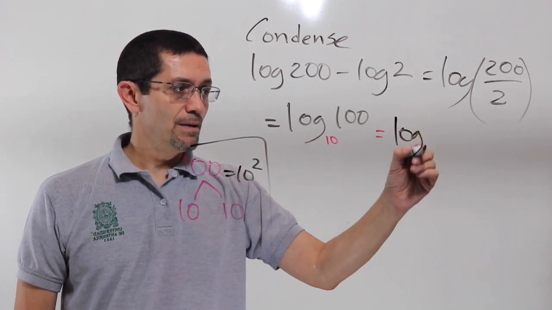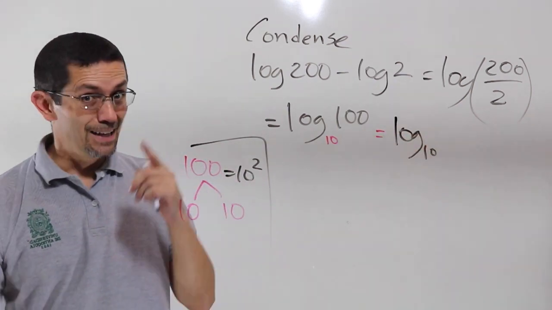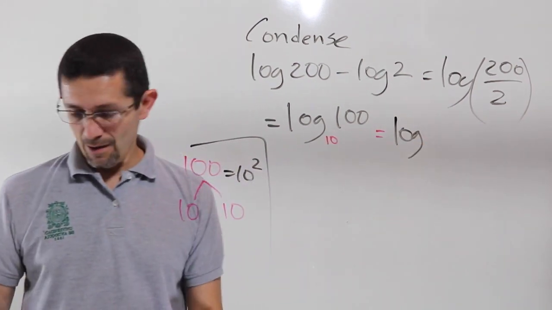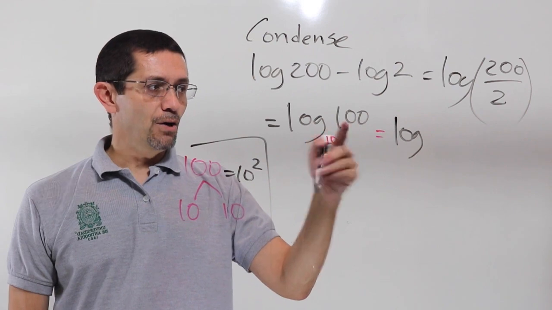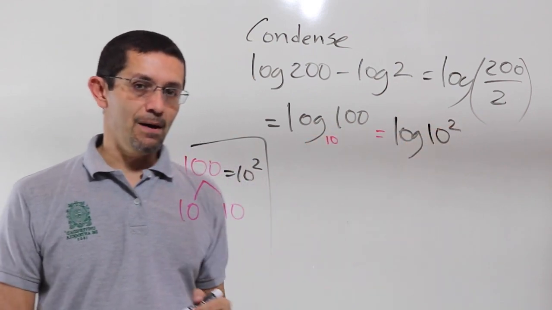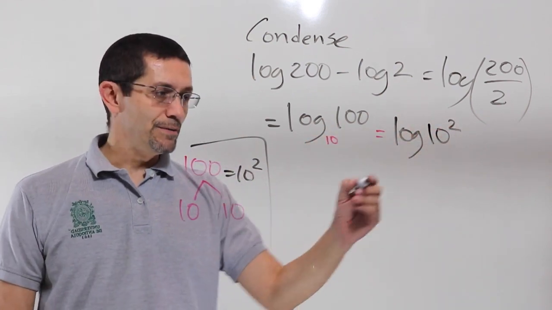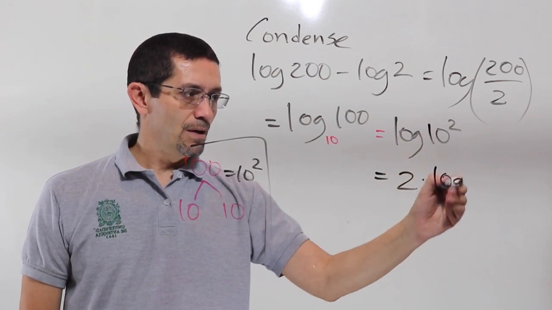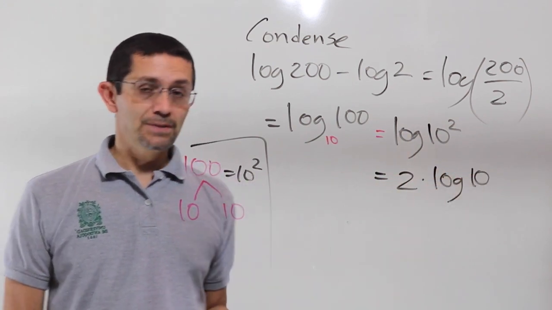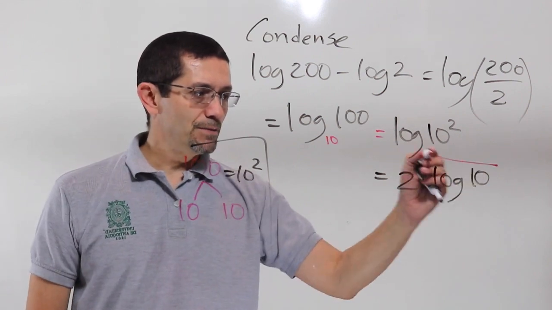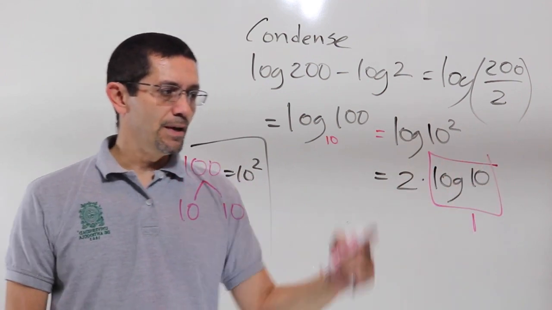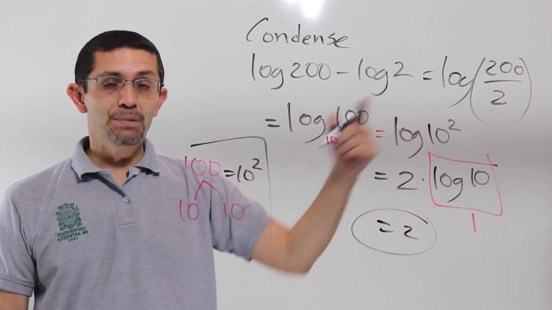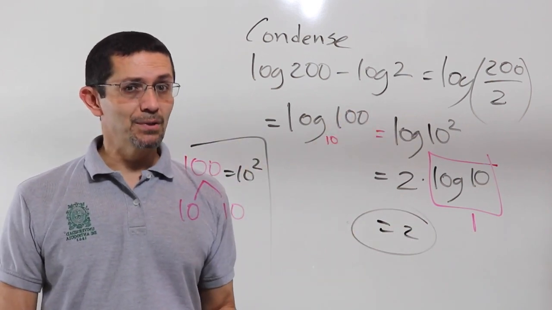It is going to give me log of base 10, which I shouldn't be writing because we need to get used to not seeing a base right there. So log base 10 of 10 to the second power. What happened with that exponent? It comes in the front. So I have 2 log of base 10 of 10. But log base 10 of 10 becomes 1. And 2 times 1 is 2. So you notice how a big problem turns into something as simple as a 2.